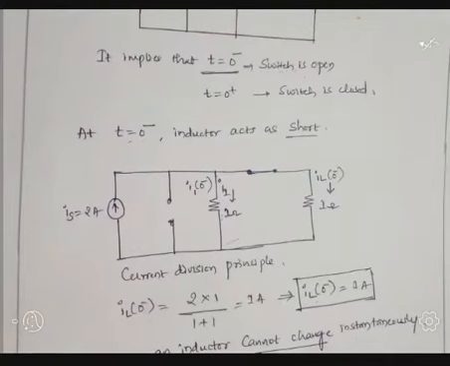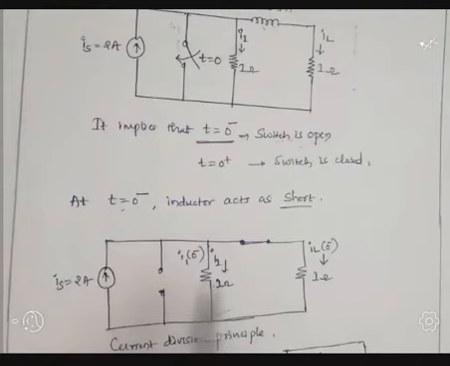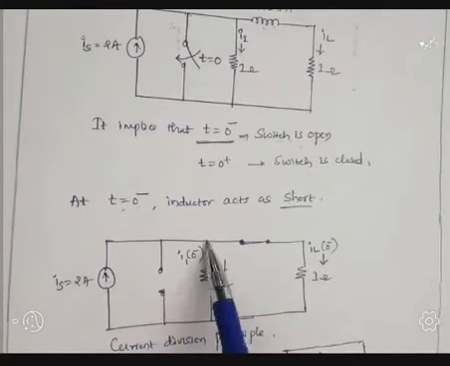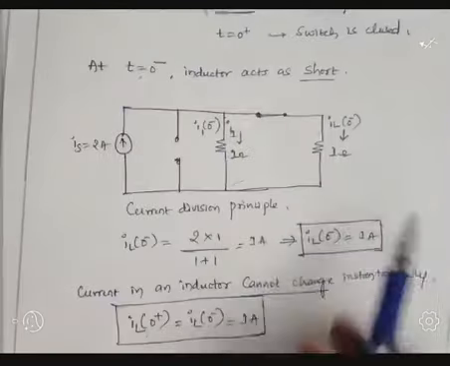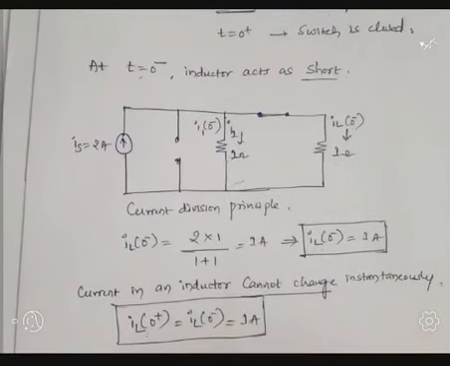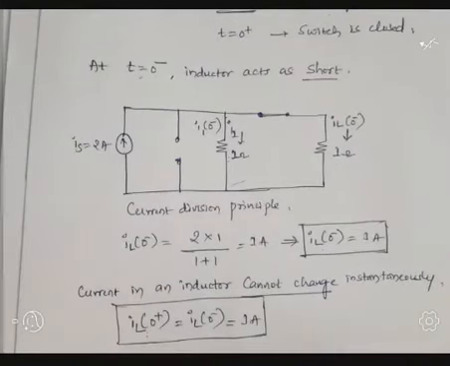This is the network. I of 0 minus, 2 ampere is flowing. If through this, IL of 0 minus, 1 ampere is flowing, this one we can divide. 1 ampere is flowing through this branch and 1 ampere is flowing through this branch. Because of that reason, I1 of 0 minus is equal to 2 minus 1, that is 1 ampere.